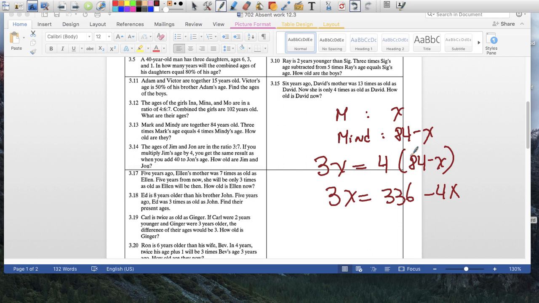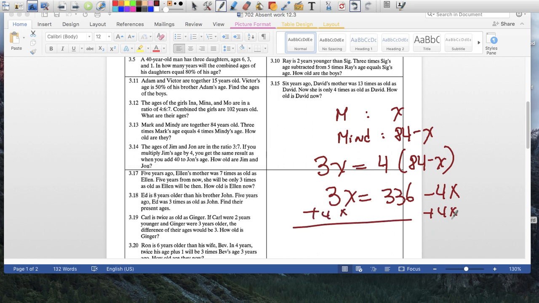Mark is x, Mindy is 84 minus x, right? Together 84, Mark and Mindy. 3 times Mark's age, which is 3 times x, equals 4 times Mindy's age. Why is this not working? Oh, okay, so I do plus 7 and plus 4 on each side.